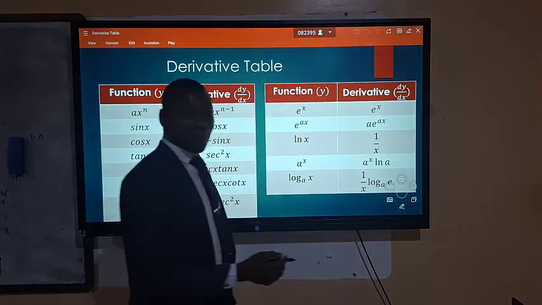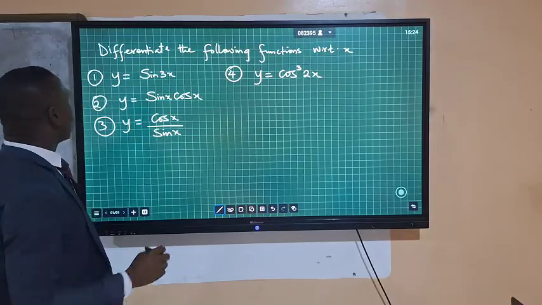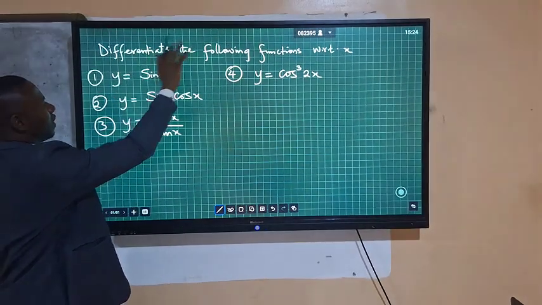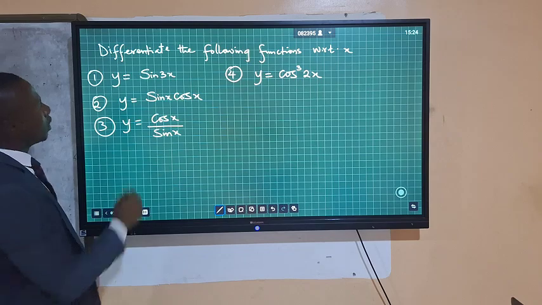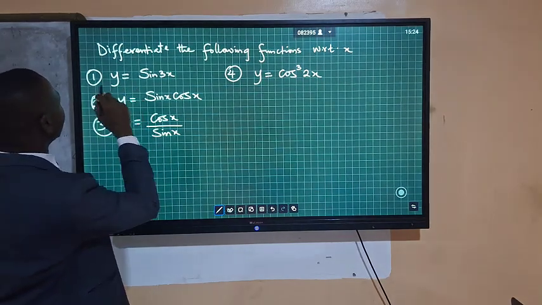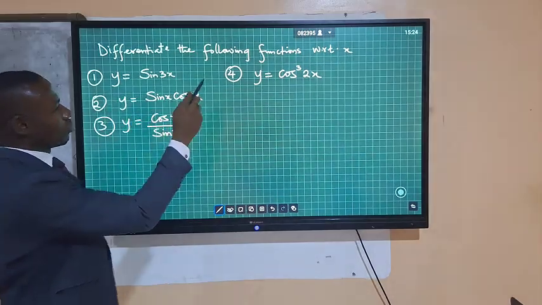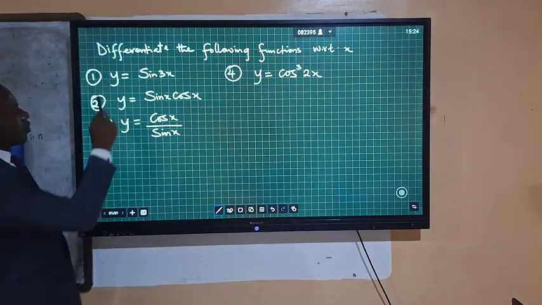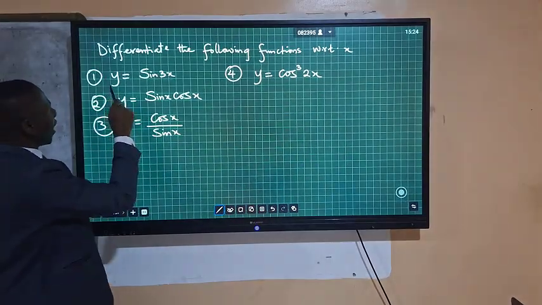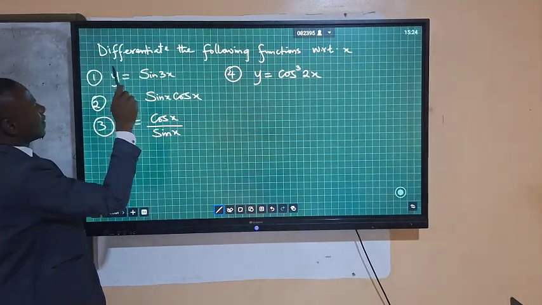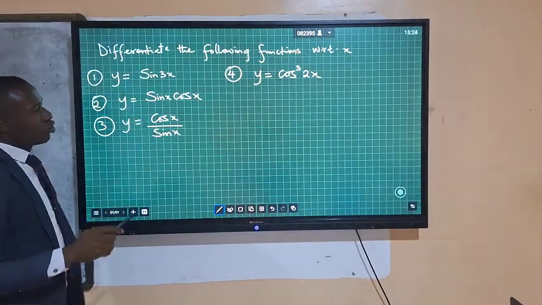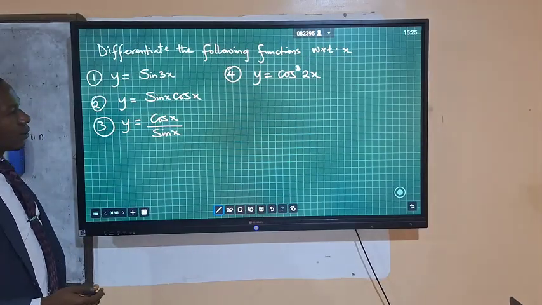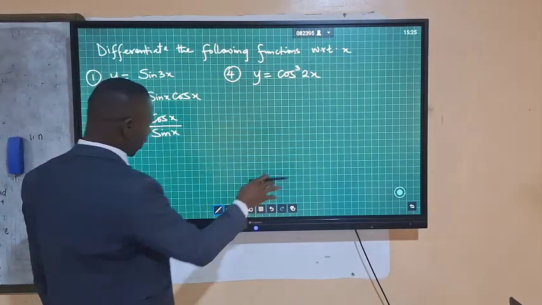Now, let's look at some examples. All right. Let's look at these examples. The questions say differentiate the following functions with respect to x. And the first question says y is equal to sine 3x. So we are differentiating each of them with respect to x. Okay? So we go this way.